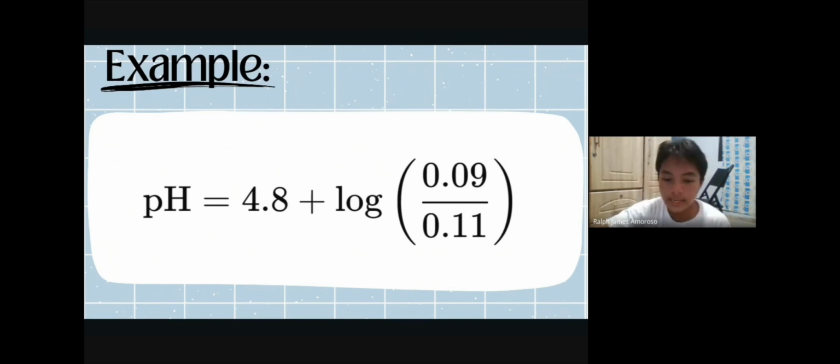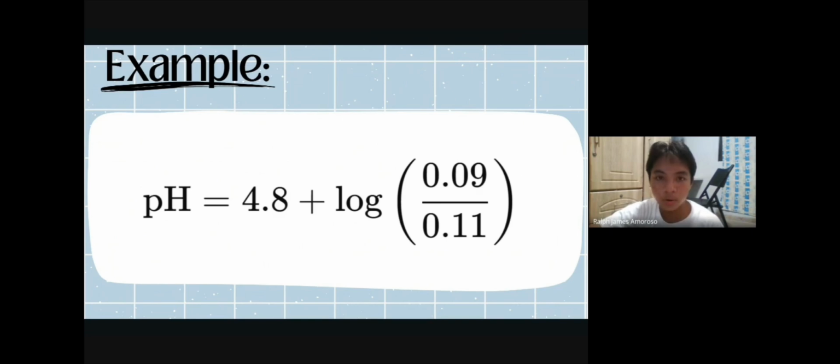So before we added the acid, yung pH po natin ay 4.8. After adding acid, it only dropped a little to 4.71. That shows us how a buffer resists big pH changes, even when acid is added.